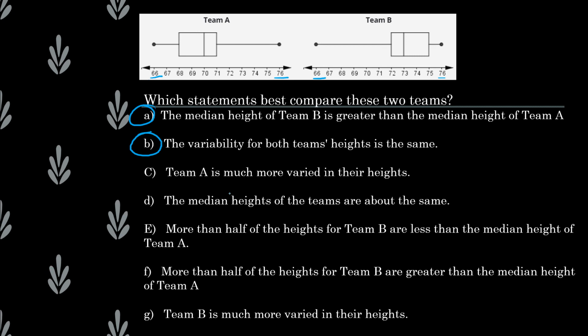And let's see, more than half of the heights for Team B are less than the median of Team A. Okay. More than half of the heights for Team B are greater than the median for Team A. Well, the median for Team A is at 70. And if I look here, this is where the bulk of the heights are, where this box is. And this box goes from 72 to 75. And those numbers are greater than the 70 median that is Team A. So I'm going to say more than half of the heights for Team B are greater than the median for Team A.